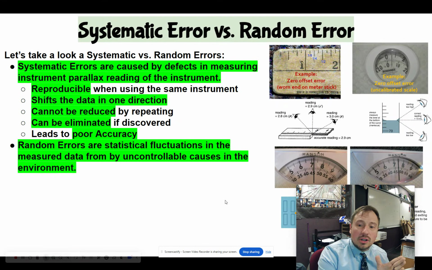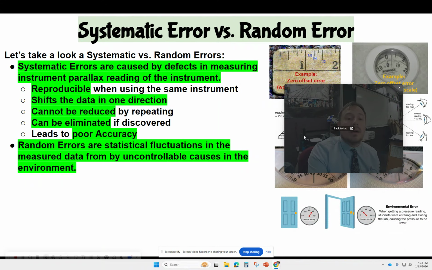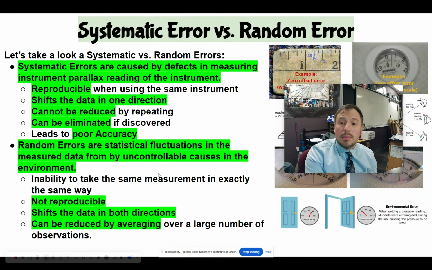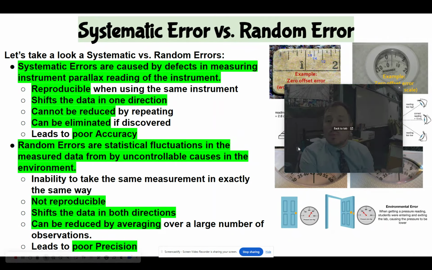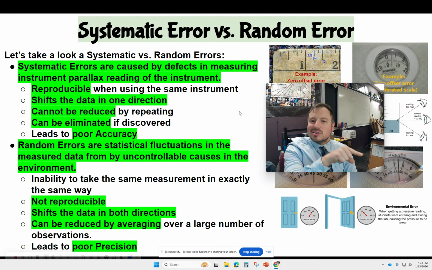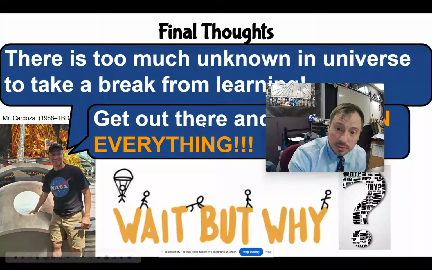Now, random errors are statistical fluctuations in the measured data caused by uncontrollable causes in the environment. So it's our inability to take the same measurement in the exact same way. It's not reproducible. It shifts the data in both directions, and it can be reduced by averaging over a large number of observations. This leads to poor precision. I may be getting close to the bullseye, but my darts aren't hitting as close to each other as I would like them to.